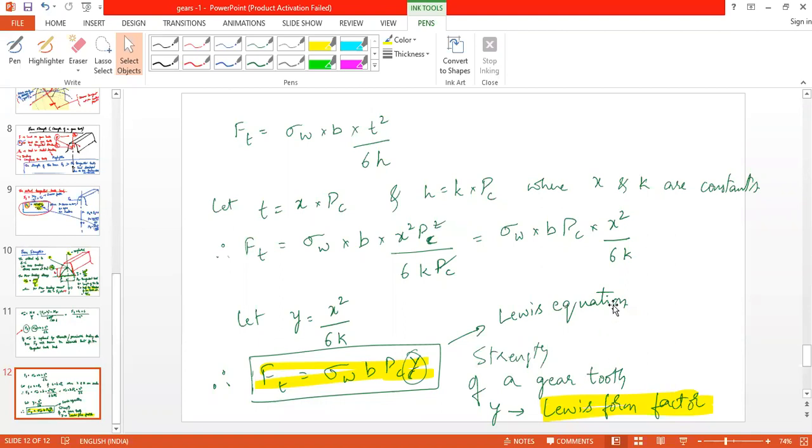For various gear systems, whether it is 14.5 degree or 20 degree involute or cycloidal, for various types of teeth and various pressure angles, we have separate equations to get the value of y. That is known as the Lewis form factor, and this equation is known as the Lewis equation, which gives the beam strength. Remember, it is strength. Strength means it is the capacity.